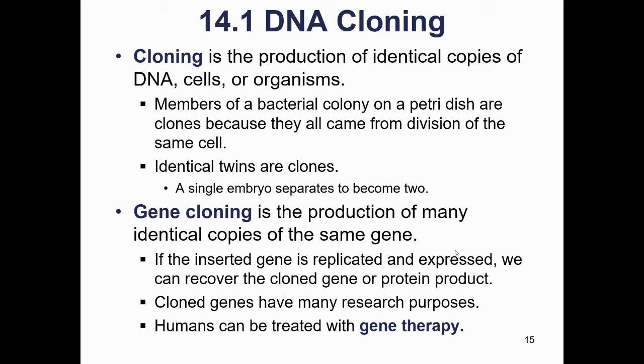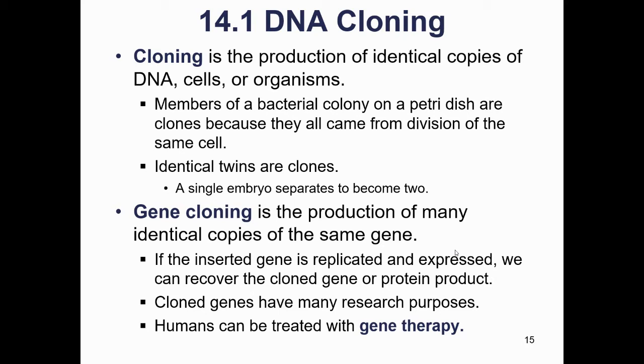Identical twins are clones. Identical or monozygotic twins come from a single embryo. So one egg was fertilized by one sperm, and that fertilized embryo began to undergo mitosis, and at some point that growing mass of cells split into two. So they are genetically identical, and then those two that split continued undergoing mitosis to grow.